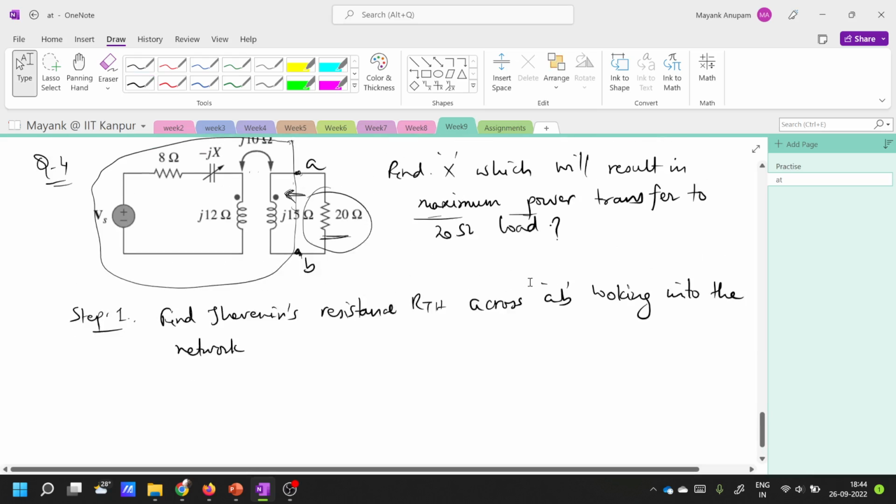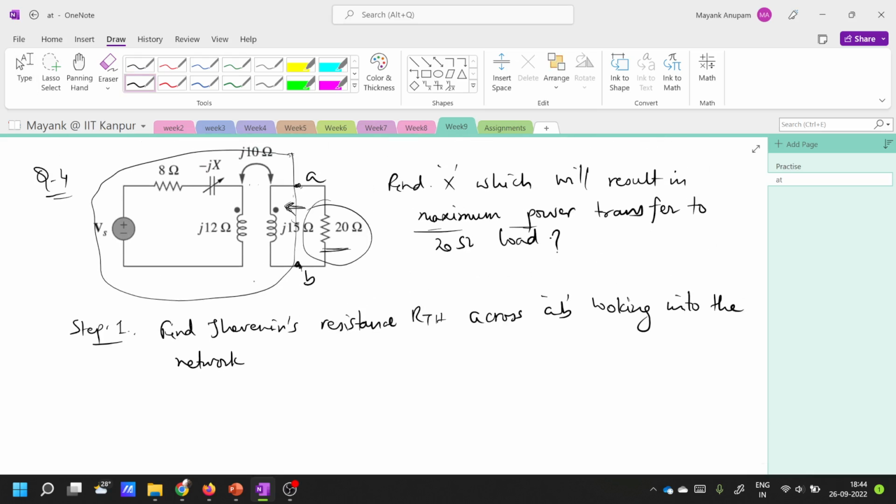So how do you find out the Thevenin resistance for a given network? You first desensitize all the independent sources in the network. By desensitizing, what do I mean? I mean that if there is a voltage source, you have to short it. Independent voltage sources you have to short, and independent current sources you have to open.